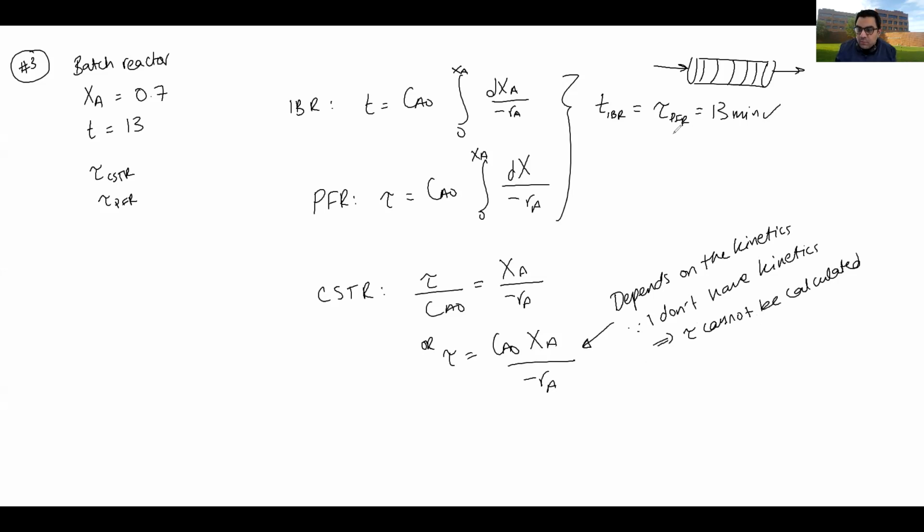So the space-time required for a PFR is the same as the time for an ideal batch reactor, whereas for a CSTR, tau CSTR cannot be determined without the kinetics. Okay, so this is number 3. Let's go back to homework.